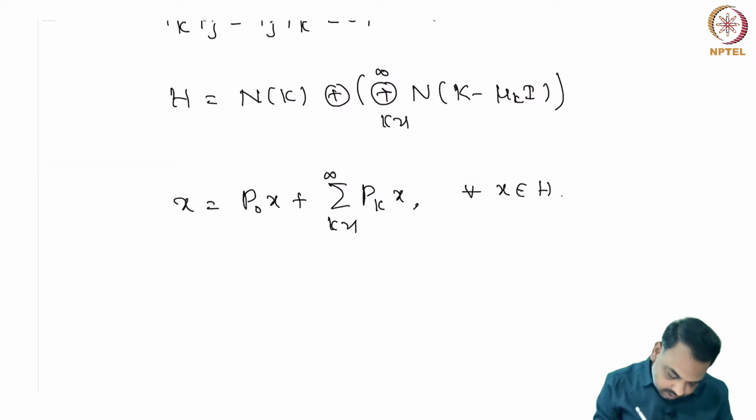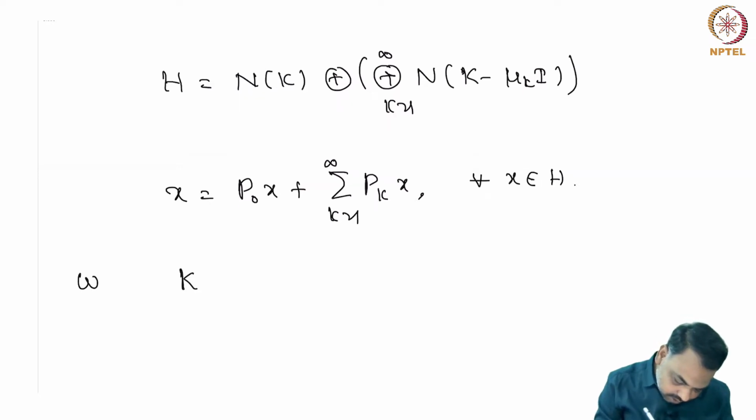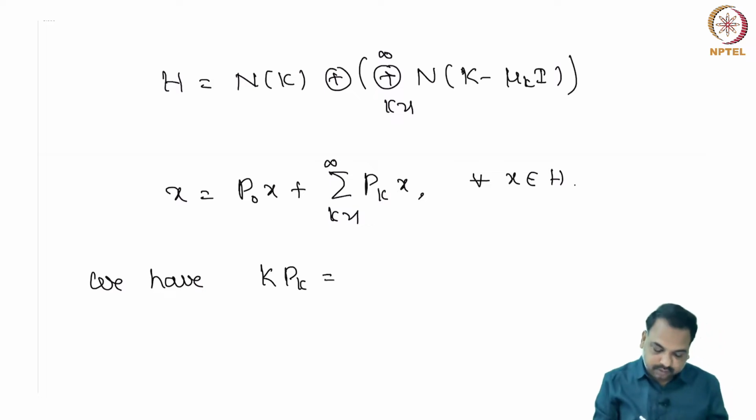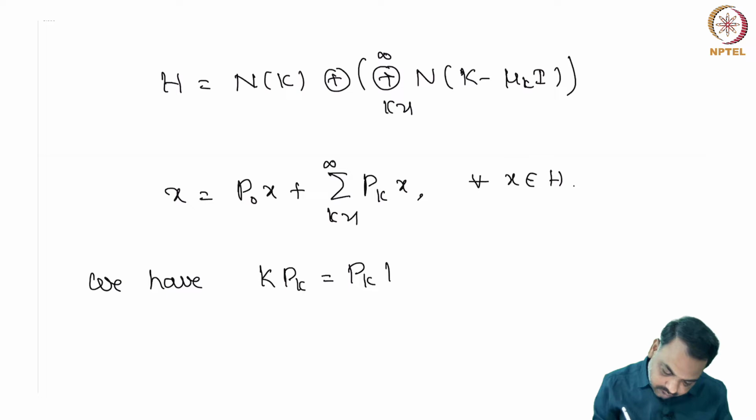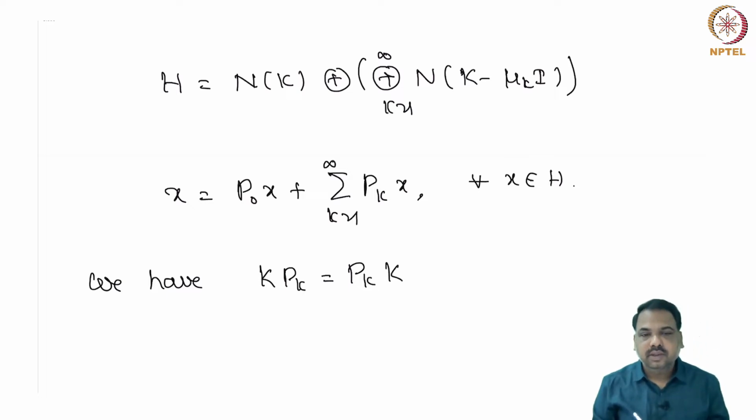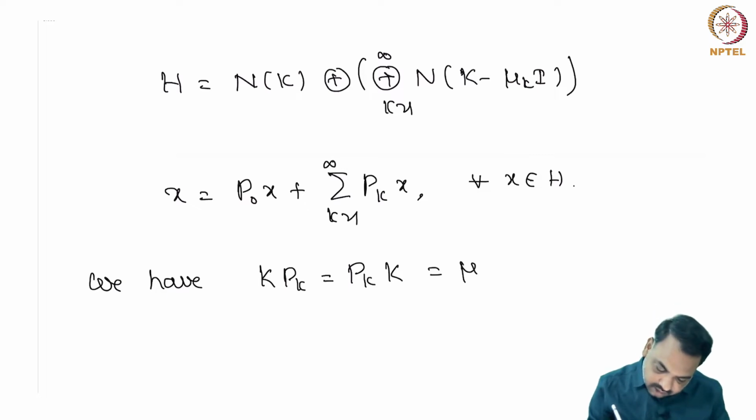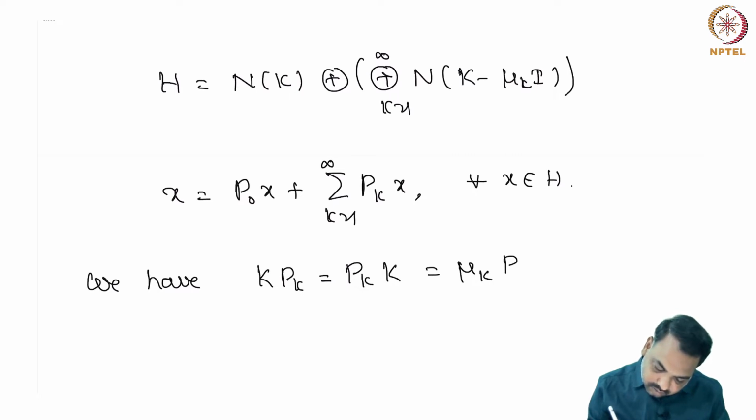And if you look at K, we have K Pk and Pk K. Because every eigenspace is reducing for K, we can conclude that K Pk equals Pk K. And when x is in the range of Pk, then we can conclude that Kx equals mu k x. So this is exactly mu k, and you will get mu k Pk.